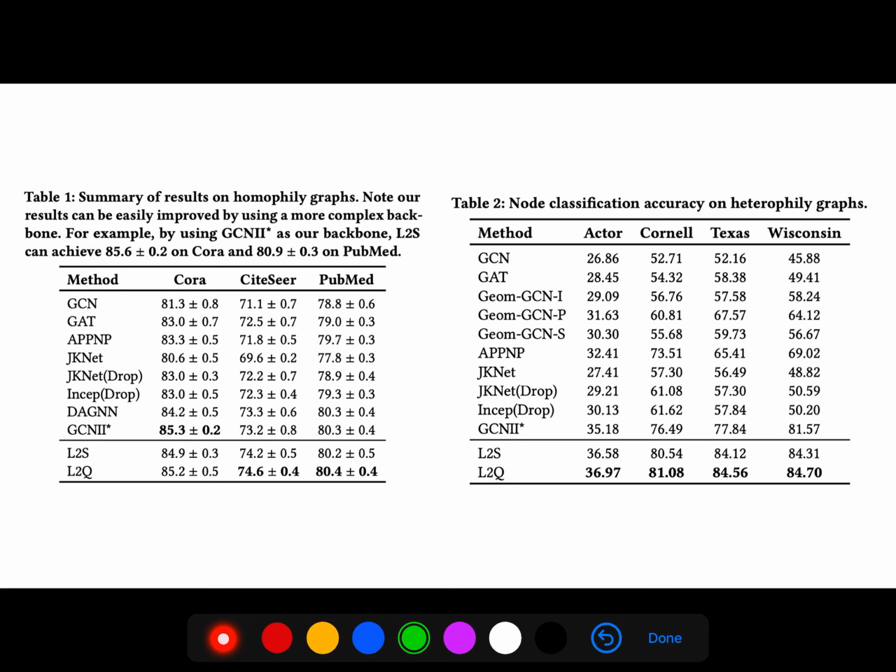This is a summary of results on homophily graphs. You know, Cora, CiteSeer, PubMed are homophily graphs. But a little bit heterophily graphs are like Actor or Texas. But still, these have much homophily.